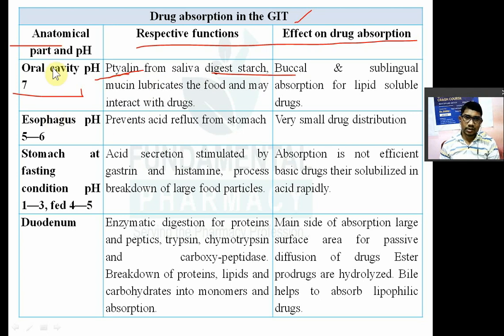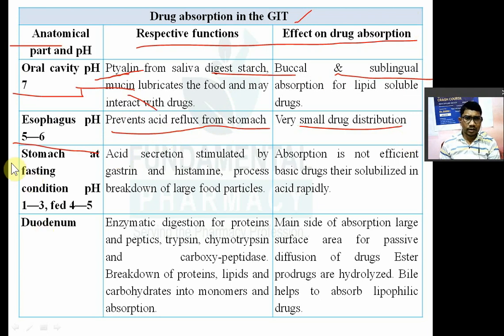Then mucin is also there in the oral cavity, which will lubricate the food. Now this mucin may interact with the drug, with an effect on drug absorption. Here buccal and sublingual absorption takes place for lipid soluble drugs. Next, the esophagus: the pH of the esophagus is around 5 to 6, and its role is to prevent acid reflux from the stomach to the mouth. Very small drug distribution.